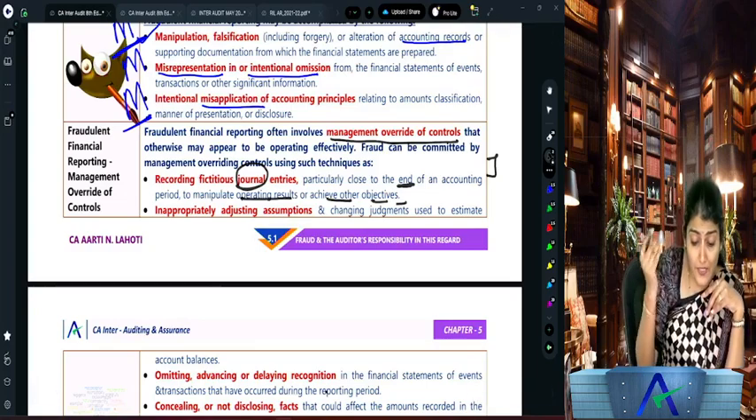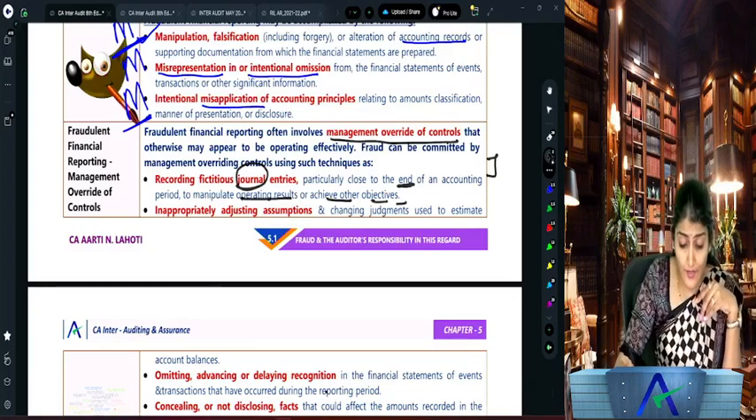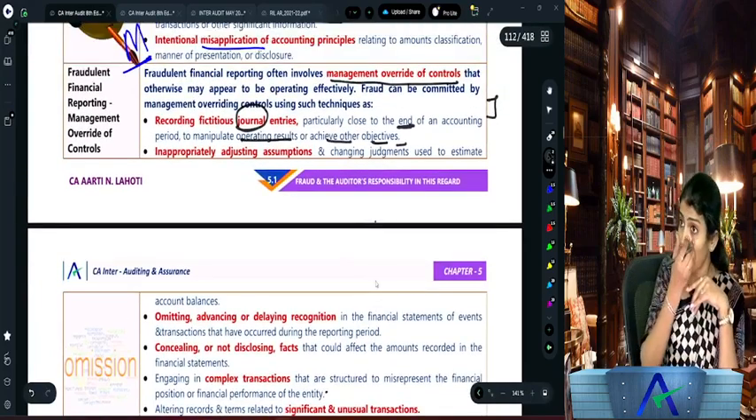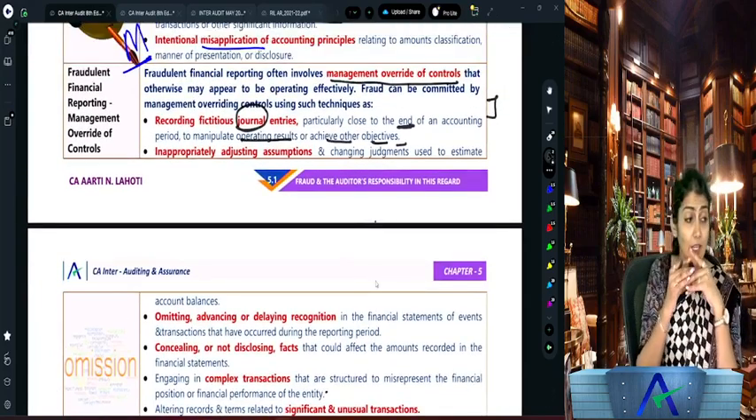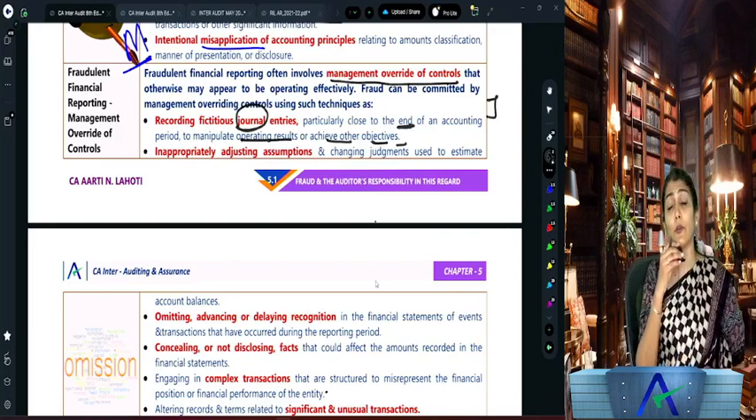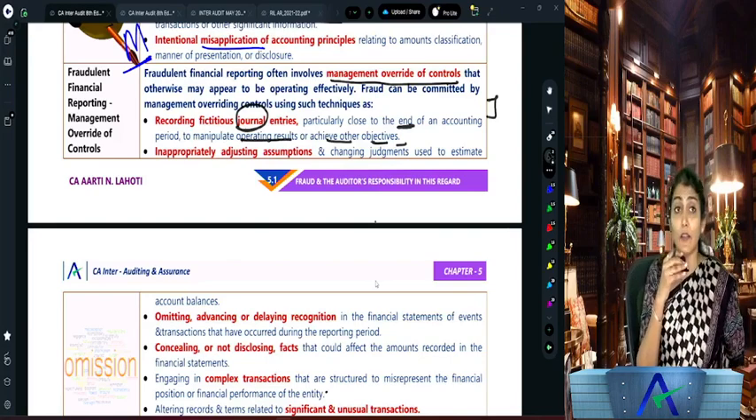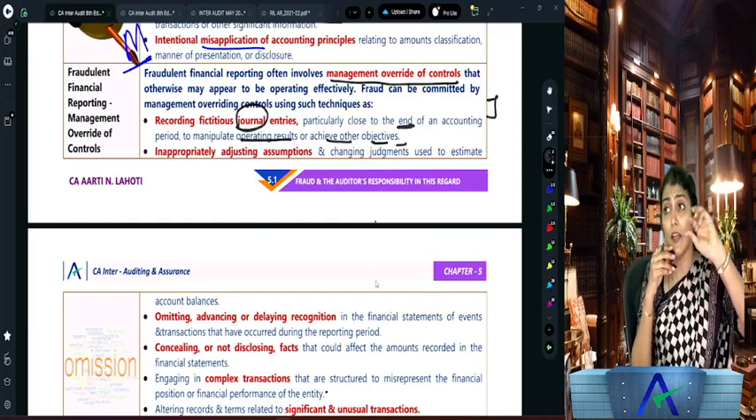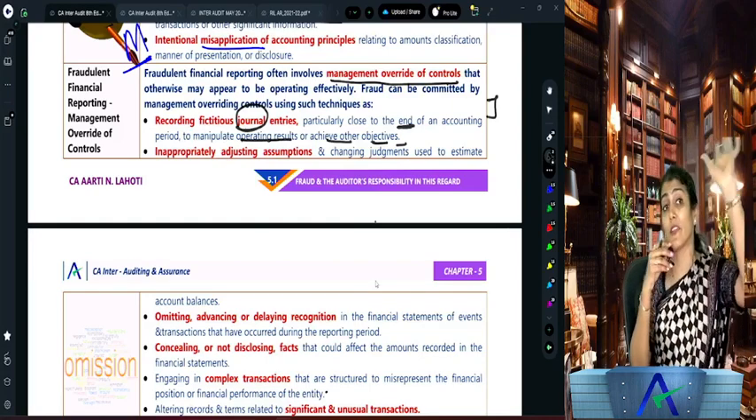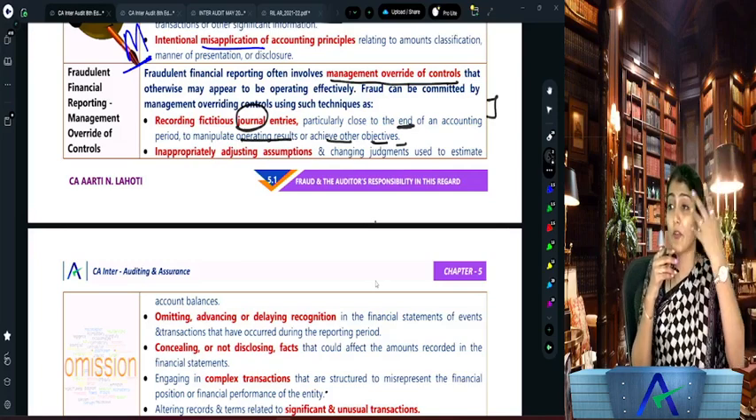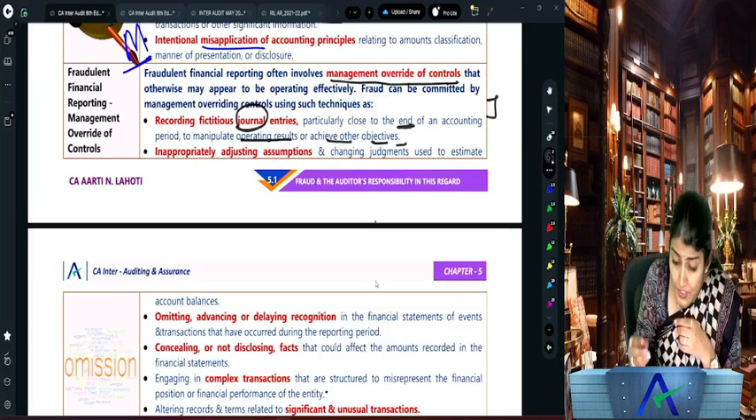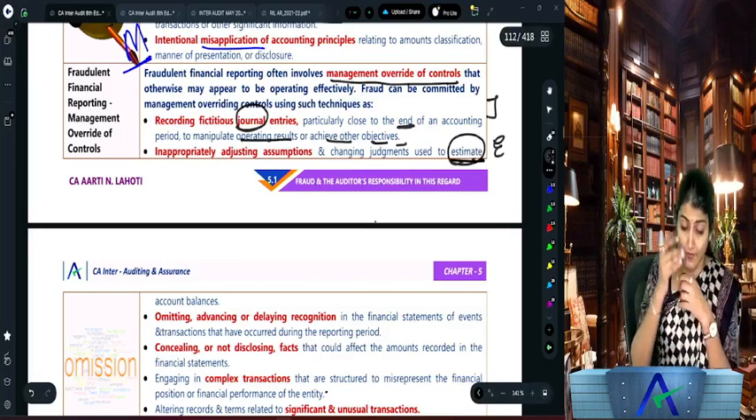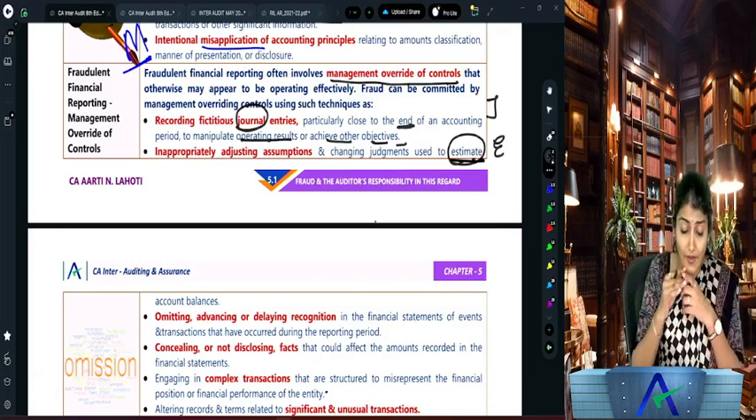Then what management is doing by overriding the control, they are adjusting the assumptions. What assumption they adjusted? Okay, how many of the debtors of the company don't pay? 10%. So their assumption is 10% debtors don't pay. But all of a sudden they change their assumption: 40% of the debtors don't pay, or only 2% of the debtors don't pay. And changing the judgments used to estimate the account balances. Okay. Then what are the next three words over there?